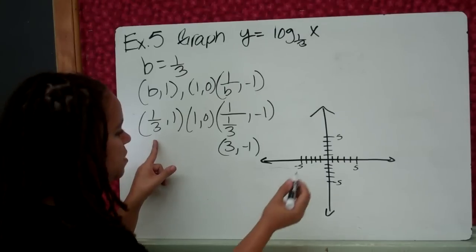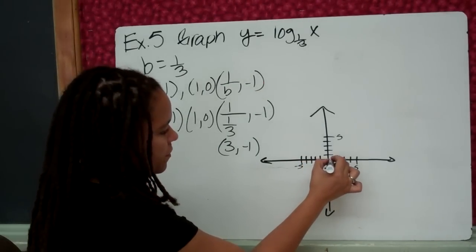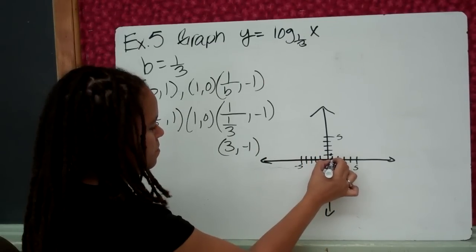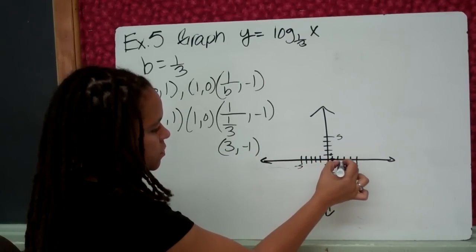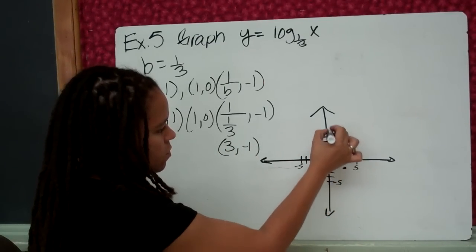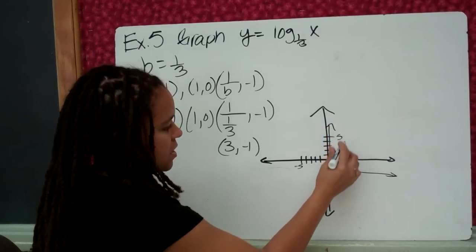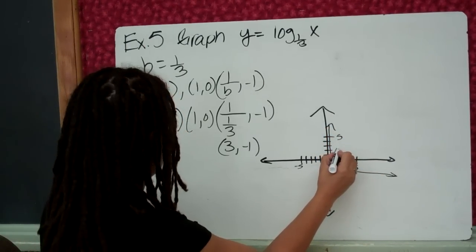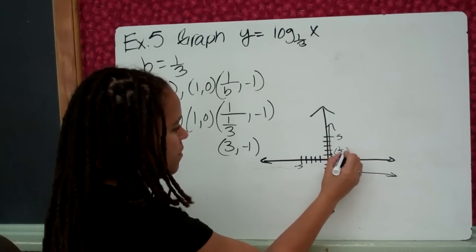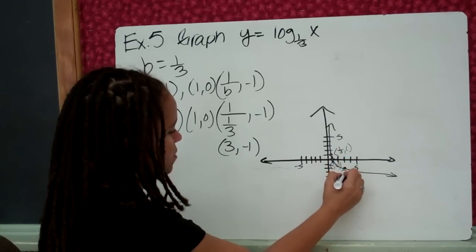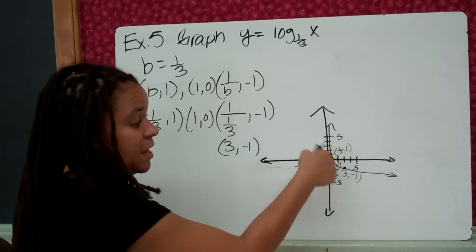So let's plot our points. (1/3, 1). 1/3's about there. Let's say 1 right here. (1, 0). And (3, -1): 1, 2, 3, negative 1. We already knew the general shape. Pass through these points and make sure you put them on here. I don't think I did on the last one. (1/3, 1), (1, 0), and (3, -1). Make sure you label your points on your graph.